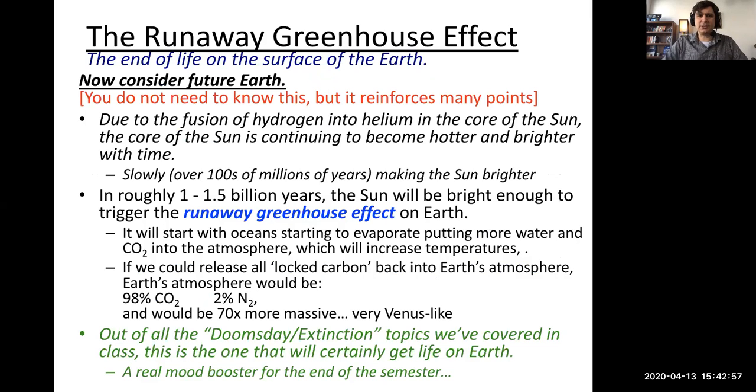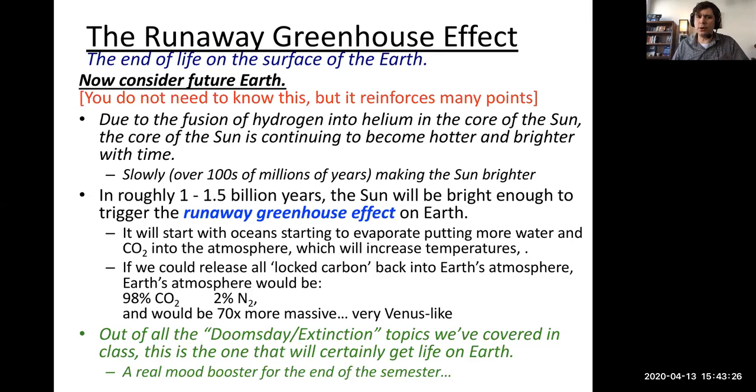So now consider the future Earth. You don't necessarily need to know this, but I always find it a fascinating thing to go through. I hope it doesn't ruin anybody's day. But due to how the sun is brightening, this fusion of hydrogen to helium in the core of the sun is still continuing to happen. So the sun is continuing to become brighter with time. So slowly, over hundreds upon hundreds of millions of years, it'll be noticeably brighter.